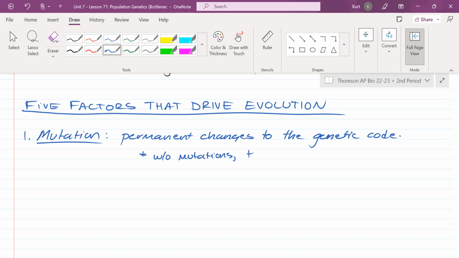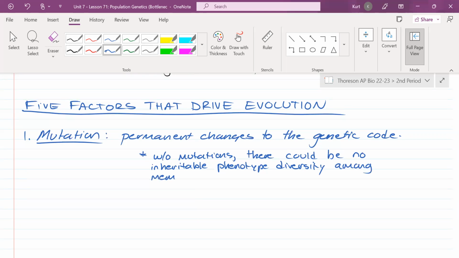Without mutations, there could be no inheritable phenotype diversity among members of a population. And therefore, the consequence of that is we're all the same. And that would be pretty much the end of our species if we were all the same. It's not going to work.